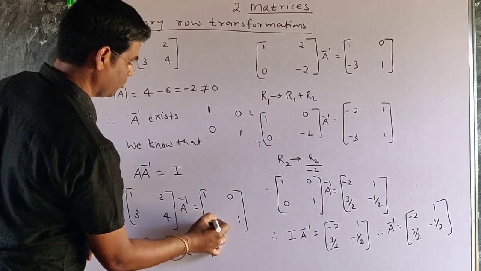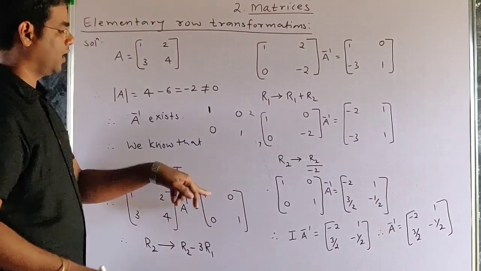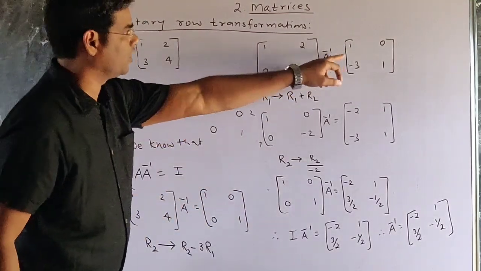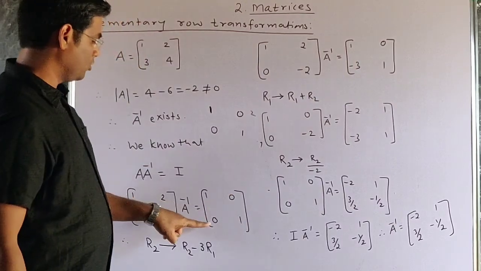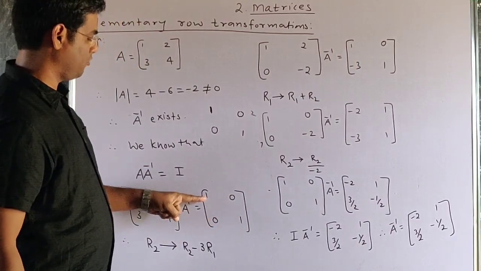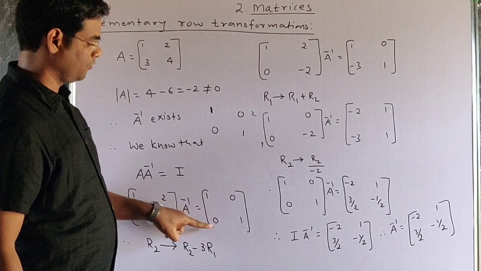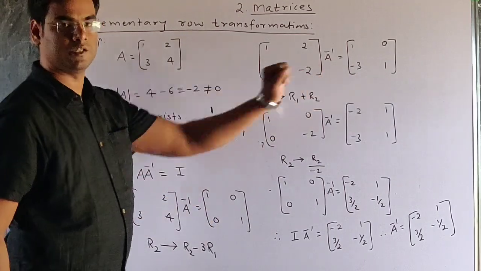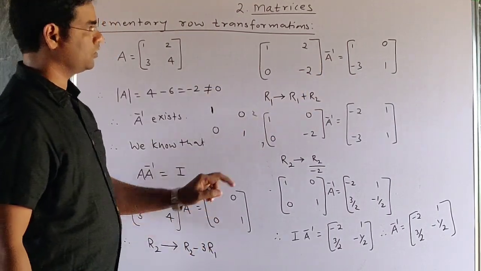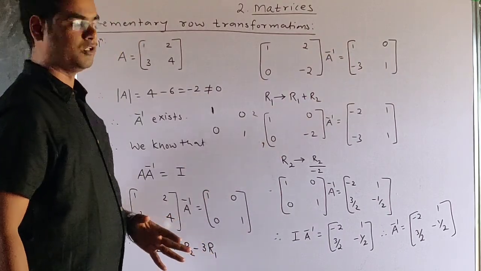The same transformation we have to carry out on the right hand side also. R1 will remain as it is, R1 is 1 0. Here R2 is R2 minus 3 times R1. So 0 minus 3 is minus 3. And the last one is 1 minus 0, which is 1 only.